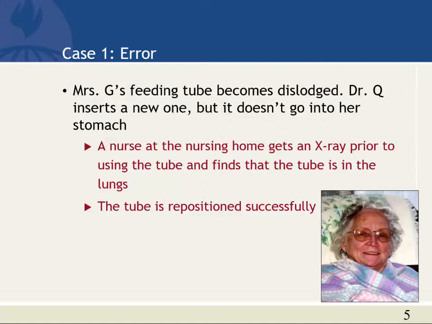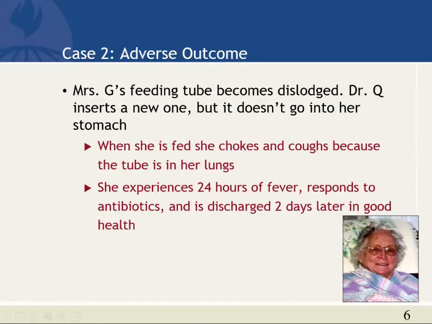Here's case one. Here's Mrs. G, and she has a feeding tube that comes out. The doctor inserts a new feeding tube, but it does not go into her stomach. So it's temporarily probably in her lungs. So what could happen next? Well, in this case, a nurse at the nursing home gets an x-ray to identify the location of the feeding tube, and she finds that the tube is in the lungs. The nurse calls, and the tube is repositioned, and Mrs. G, fortunately, does not have any adverse outcome because she doesn't get any food in her lungs. So that was neither negligence nor an adverse outcome, but it was an error.